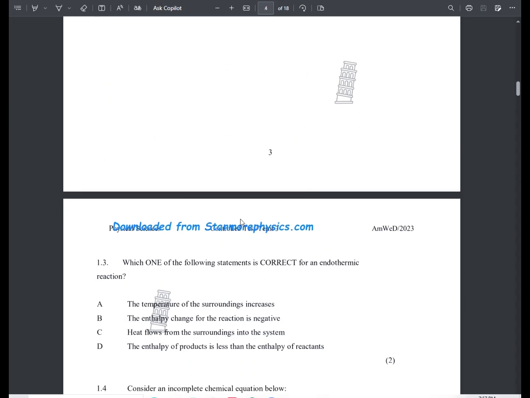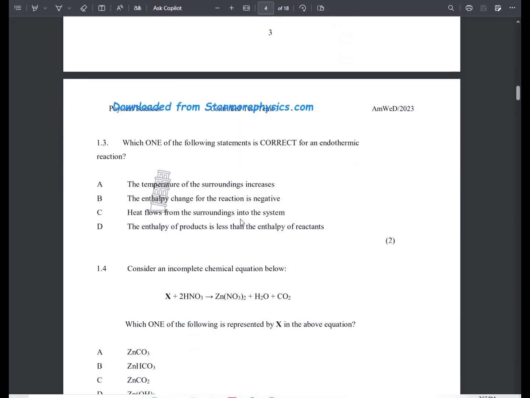Let's proceed. Now we have 1.3. It says, which one of the following statements is correct for an endothermic reaction? A, an endothermic reaction. Right? So note that the property of an endothermic reaction is that it absorbs heat. So we bear that in mind. A: the temperature of the surroundings increases.